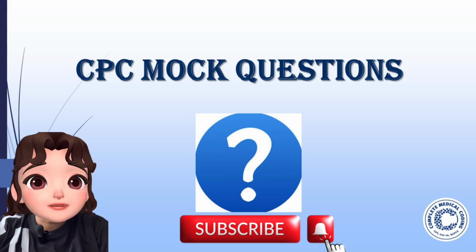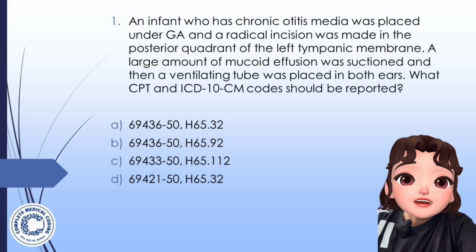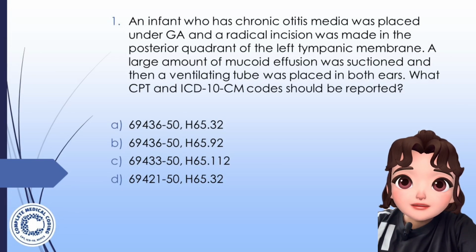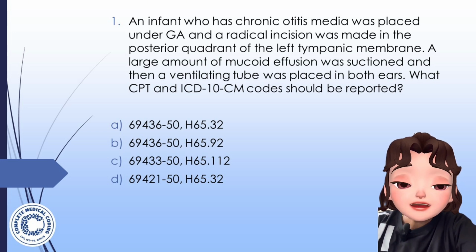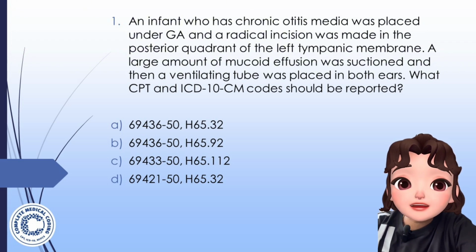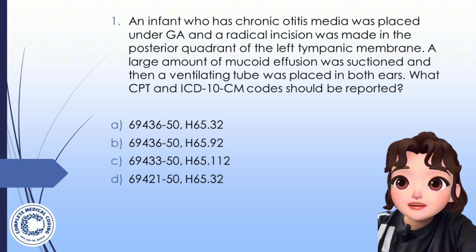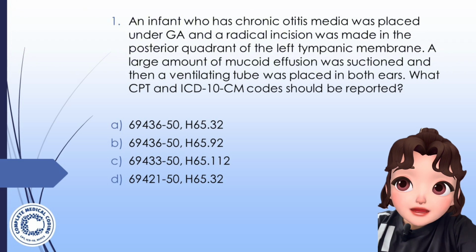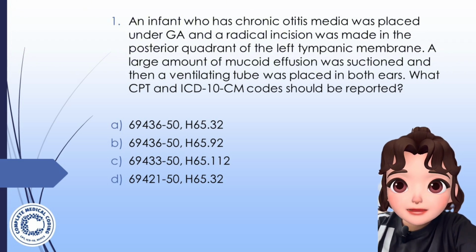So, let's move to the questions one by one. First question: an infant who has chronic otitis media was placed under general anesthesia and a radical incision was made in the posterior quadrant of the left tympanic membrane. A large amount of mucoid effusion was suctioned and then a ventilating tube was placed in both ears. What CPT and ICD-10-CM codes should be reported?